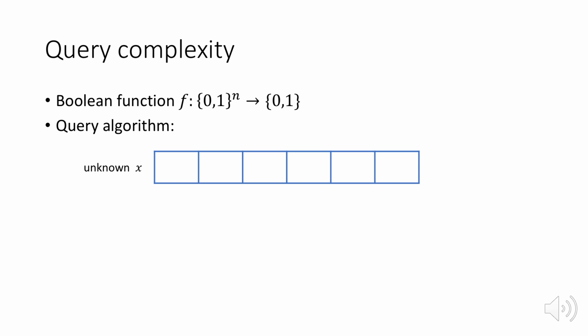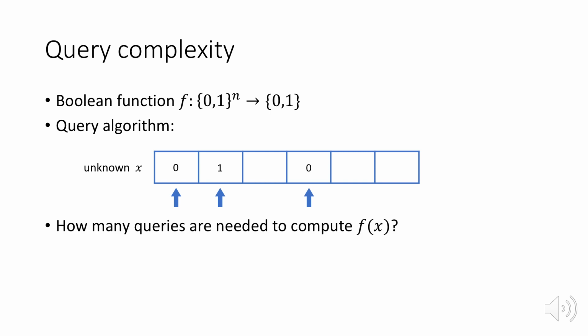So this talk is about query complexity, where we have a Boolean function f, and we consider query algorithms that, given an unknown input string x, query the bits of x one at a time, and finally output a guess on f of x. Here we ask, how many queries are needed in order to compute f of x? The answer to this question is called the query complexity of f, as a measure of how complicated f is. In this talk, we will particularly focus on the randomized version, which we denote by R of f.